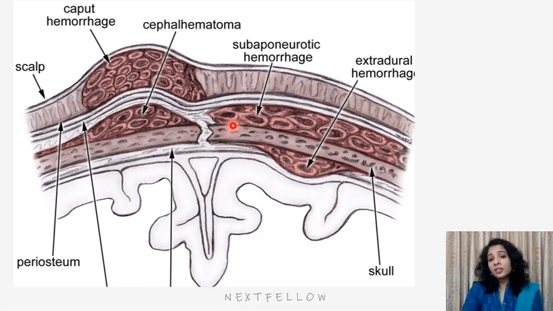And if CSF accumulates instead of blood, then the condition is called cephalohydrocele. We can also see caput here, where the fluid or blood collection is in the subcutaneous tissue. It is called caput succedaneum.